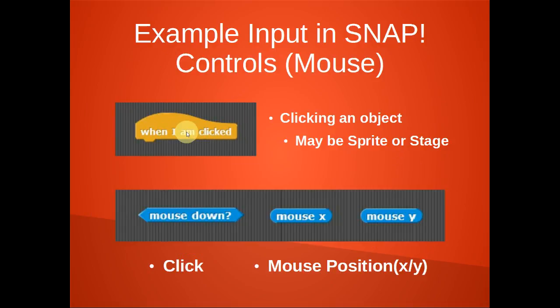And we have some examples of the mouse. When I am clicked is another control for a sprite or the stage. Say if you wanted to click on a sprite and something happened, you would use this. Or if you just want to click anywhere on the screen, same thing. You can use it that way also.